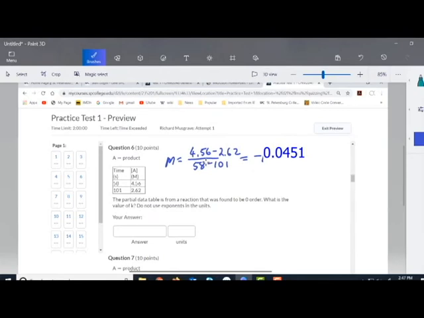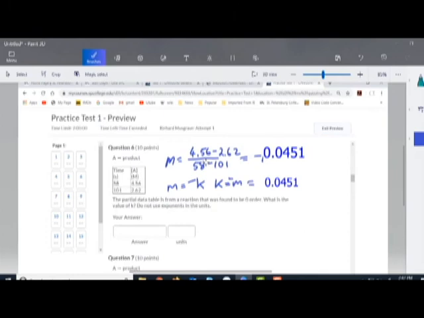Now from that previous page we saw that m is equal to negative k for the 0 order, which means that k is going to equal negative m. So the k value here is going to be, in this case, 0.0451. Now we also need the unit for this as well.